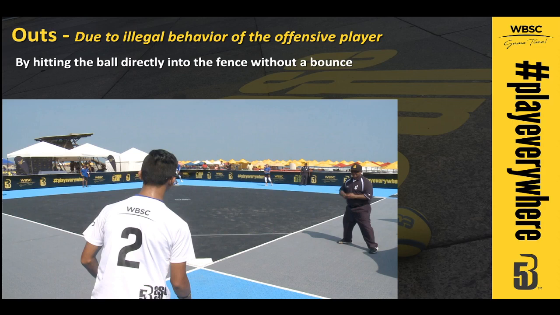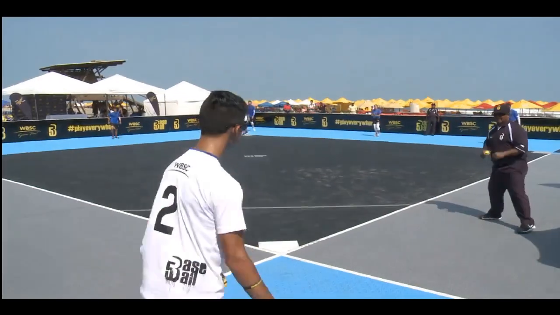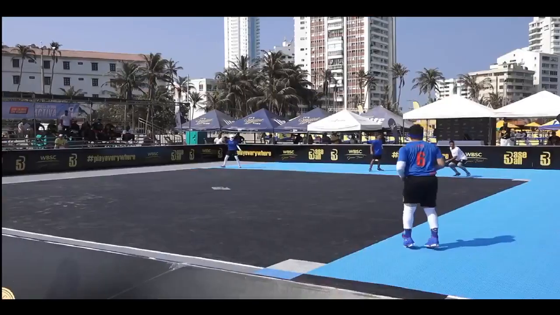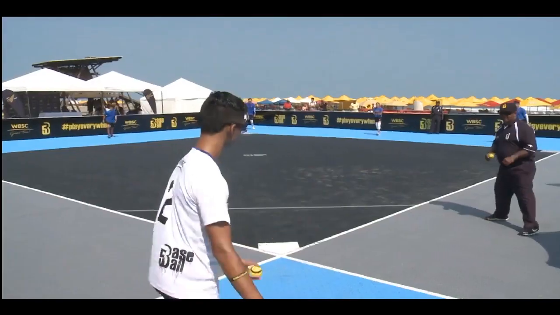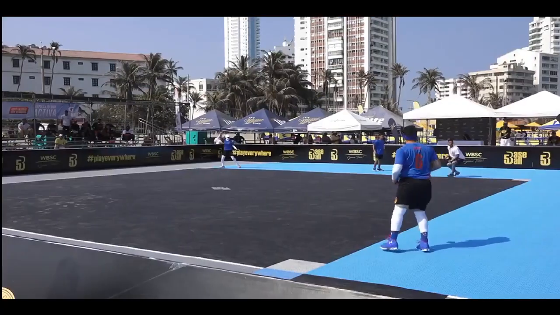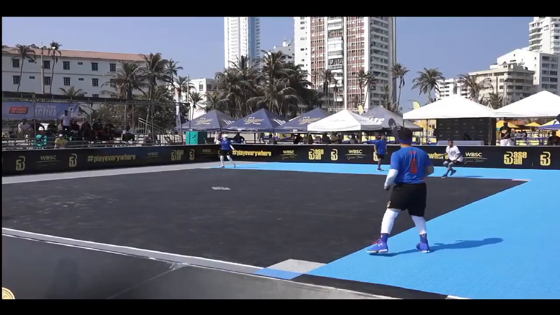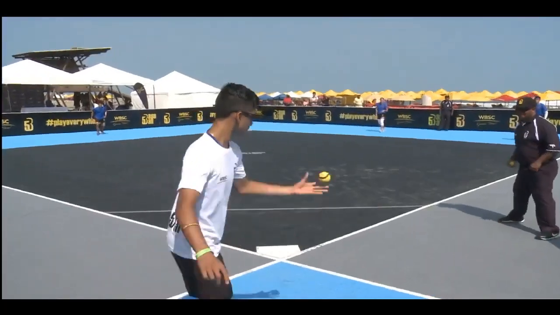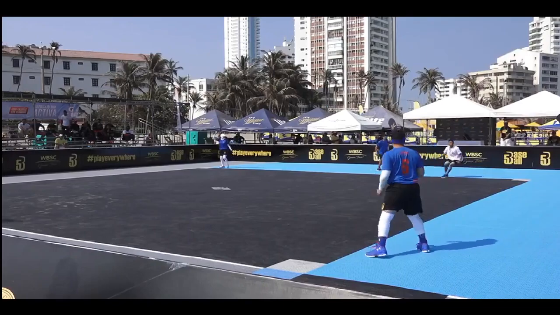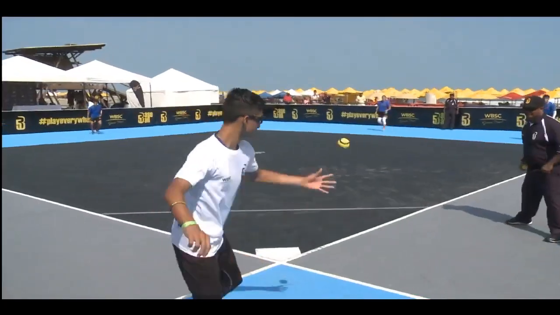In this next example, the batter is out because his hit ball goes directly into the fence. If the ball had bounced or the defense had touched it before it hit the fence, it would have been in play. But because it went straight into the fence, it's an out. And there it is. Very smart play by the defender in blue. She could have tried to catch it, but it wasn't going to be an easy catch. So instead, she read the situation, saw that it was going to hit the fence, let it go by and hit the fence. The batter's out.